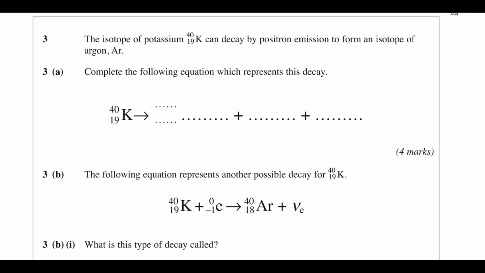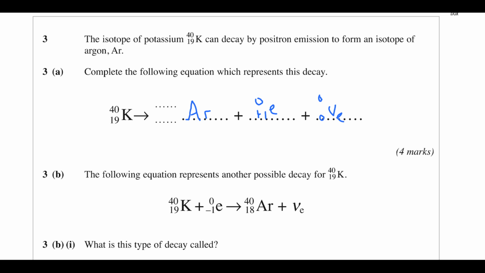Continuing with the theme of particle physics, we've got an isotope of potassium, and it can decay by positron emission, so beta plus emission, to form an isotope of argon. Okay, so we know it's going to produce argon, and we know it's going to produce a positron which can be represented like this. So it also must be producing an electron neutrino to conserve electron lepton number.